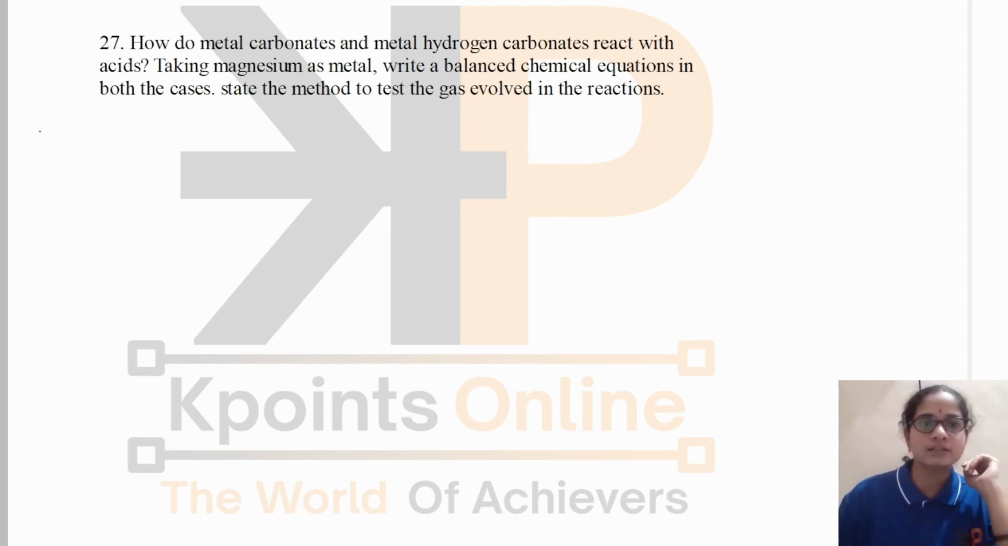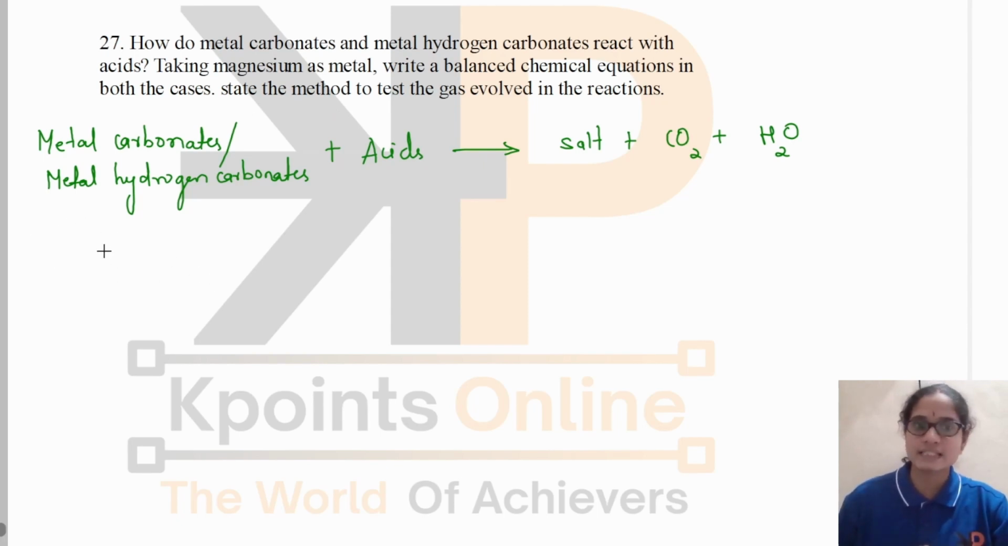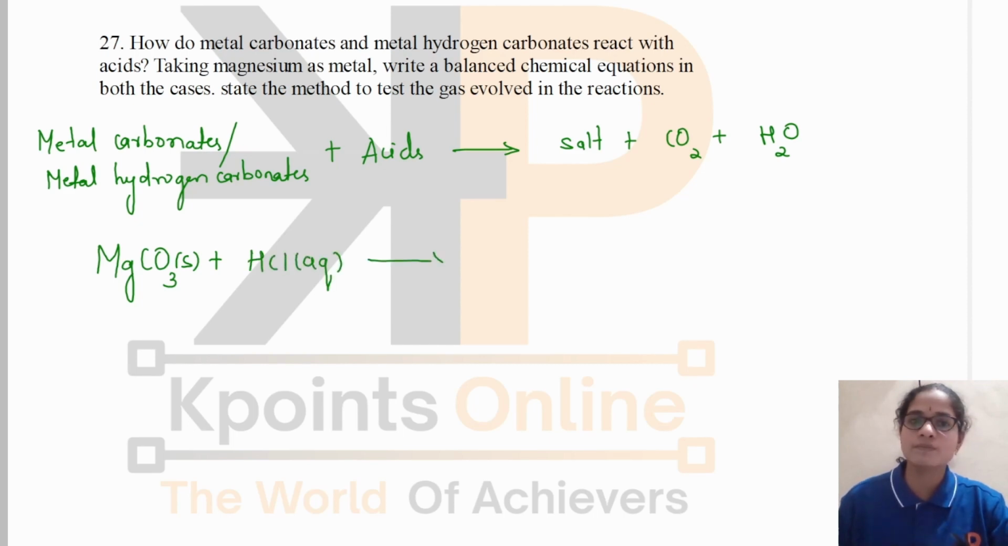We know that when metal carbonates or metal hydrogen carbonates react with acids, they form salt, carbon dioxide and water. Okay, so here we have to write the balanced chemical equation by using magnesium as metal. Let us write the reaction. Magnesium carbonate MgCO3 reacts with hydrochloric acid, it is an acid, to form salt, magnesium chloride, and there is a formation of carbon dioxide and water here.